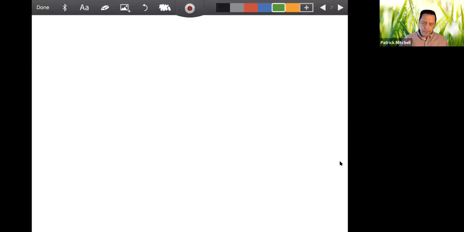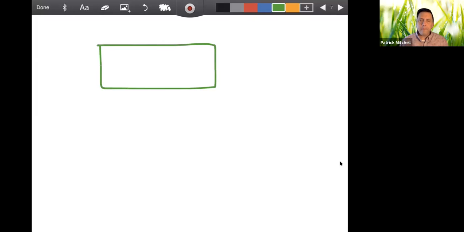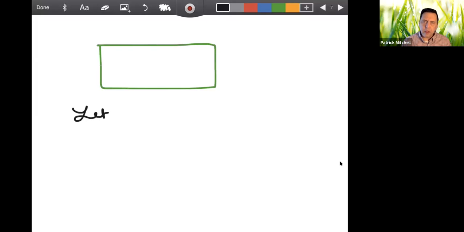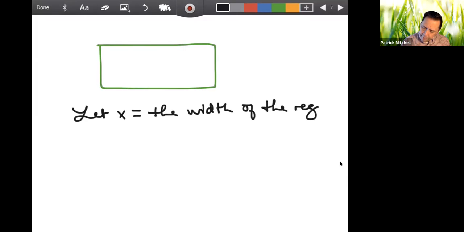All right, here we go. So we're trying to fence off a rectangular region using 120 feet of fence. Okay. So I am going to introduce a variable into this thing, and I don't think I want to do this whole problem in green. All right. Let's let x be the width of the region. Like that.